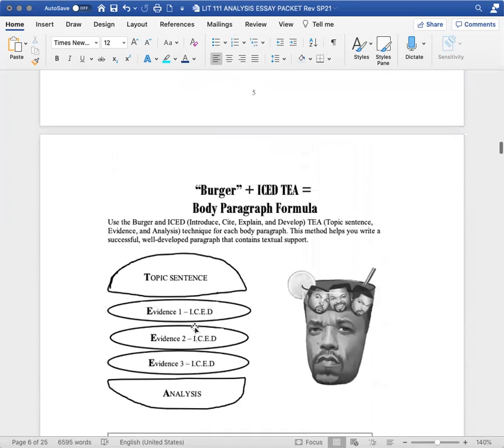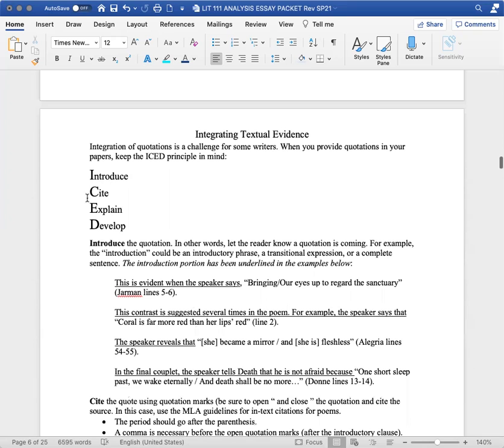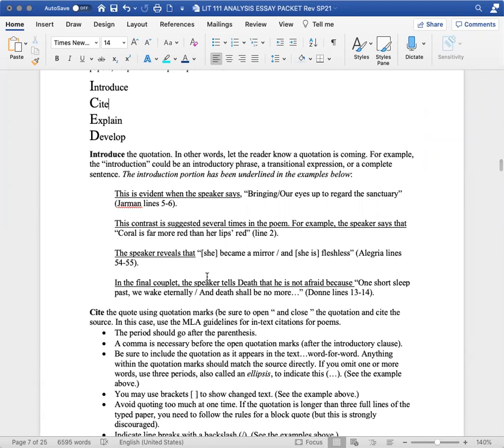So the iced is explained here. Introduce, cite, explain, develop. So for every quote and paraphrase, for both quotes and paraphrases, you want to ice it, meaning some people call it a quote sandwich, all right. But you're never just dumping the quote in there. So for the purpose of this handout, the introduce part, or introduction, has been underlined so you can see what I mean. Sometimes it's a signal phrase, sometimes it's a whole sentence, all right?